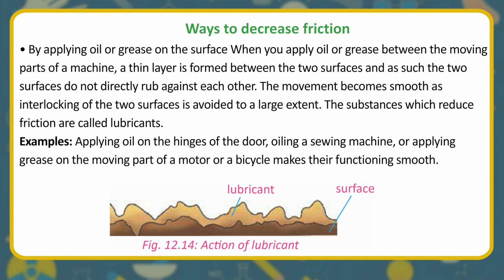When you apply oil or grease between the moving parts of a machine, a thin layer is formed between the two surfaces, and as such the two surfaces do not directly rub against each other. The movement becomes smooth as interlocking of the two surfaces is avoided to a large extent. The substances which reduce friction are called lubricants. Examples: applying oil on the hinges of the door, oiling a sewing machine, or applying grease on the moving part of a motor or a bicycle makes their functioning smooth.